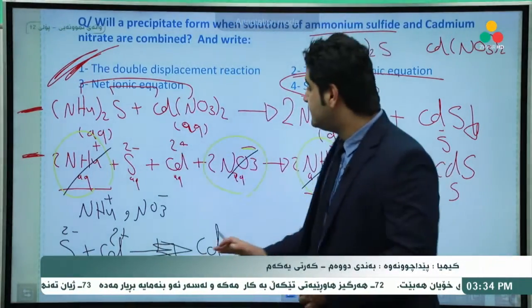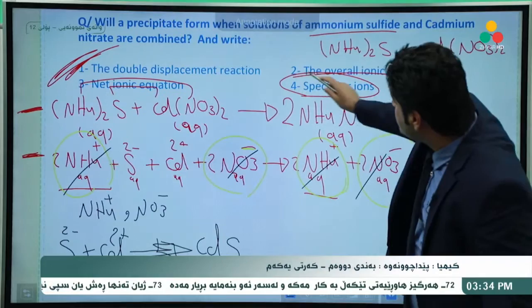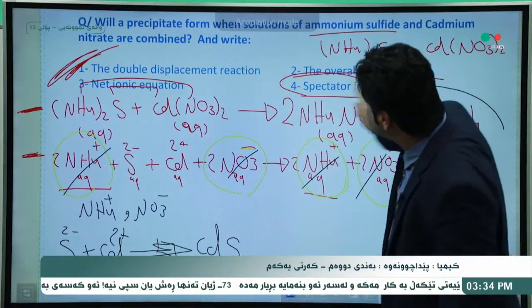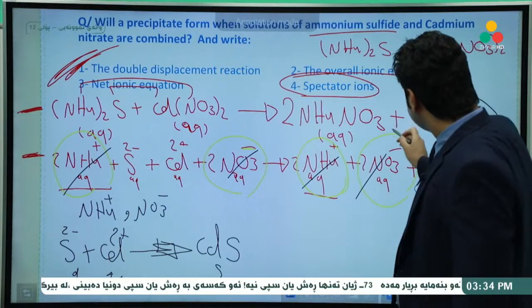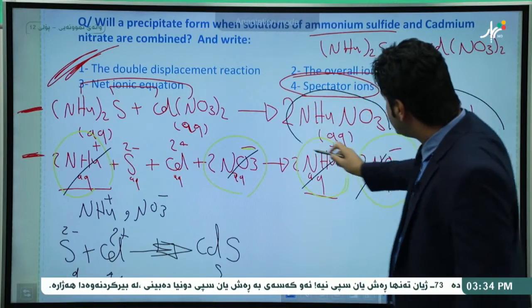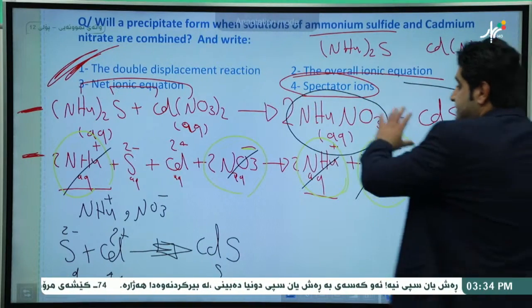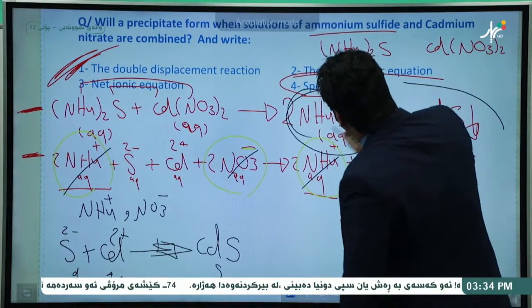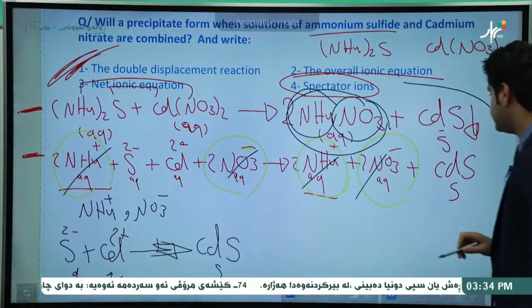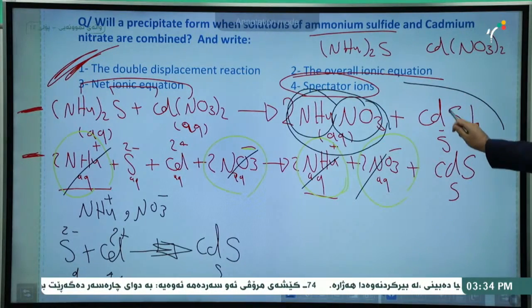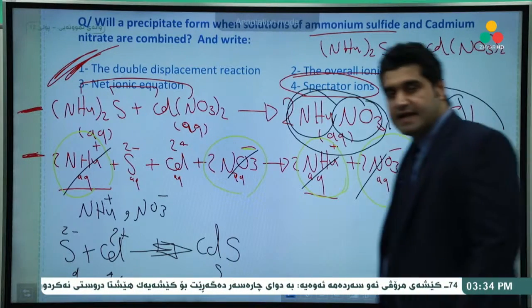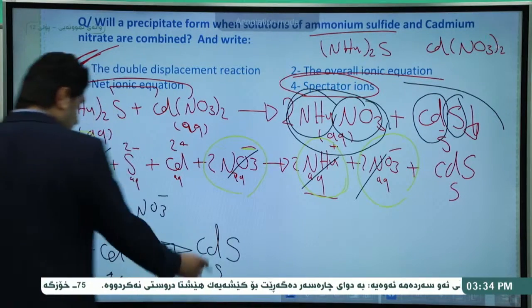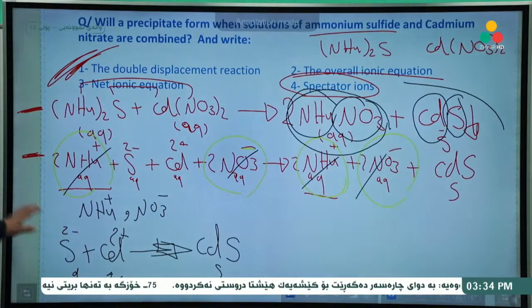Look how easy it is. The first thing you have to do is write the double displacement reaction, then split the aqueous compounds, then the ions of the aqueous product will be the spectators. Look, NH4 and NO3 are spectators. The ions of the solid product will be the net ionic equation. Okay? That's very easy.